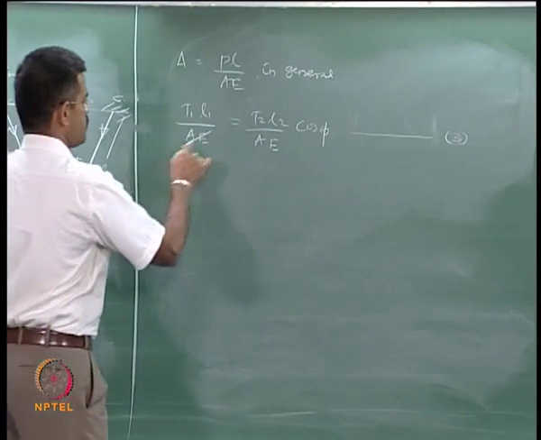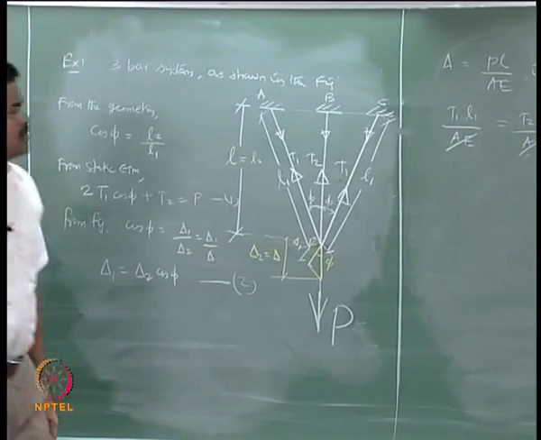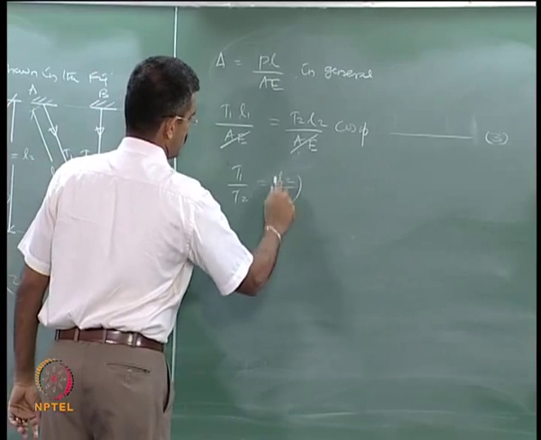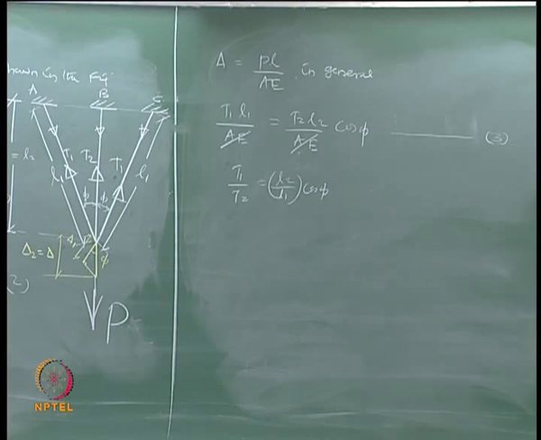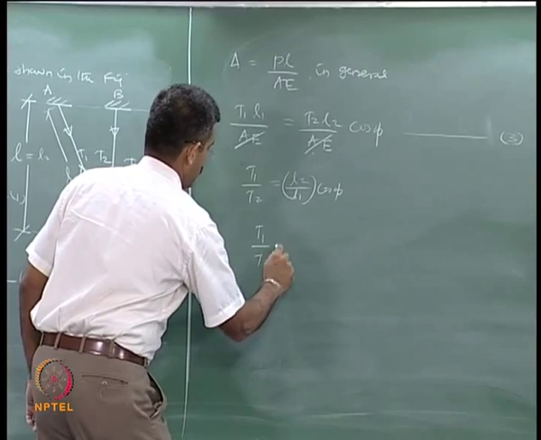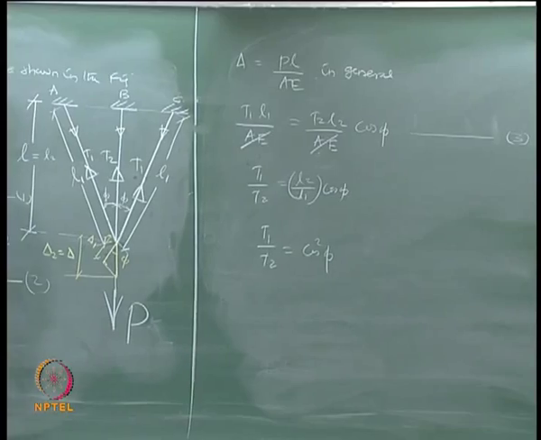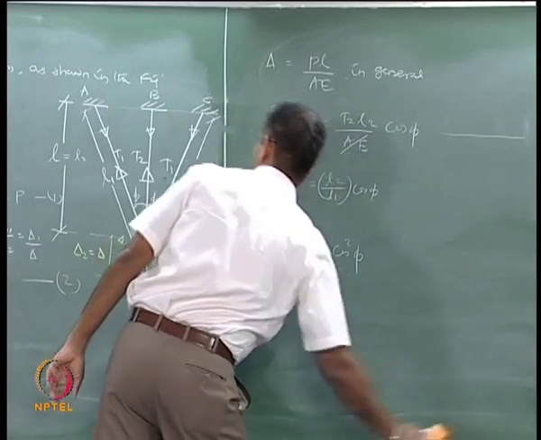AE goes away. Now I have a ratio between T1 and T2, which is L2 by L1 of cos phi. L2 by L1 is already cos phi, therefore I can say T1 by T2 is cos square phi.